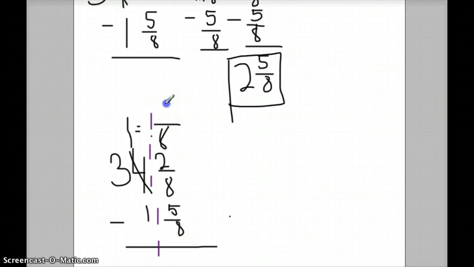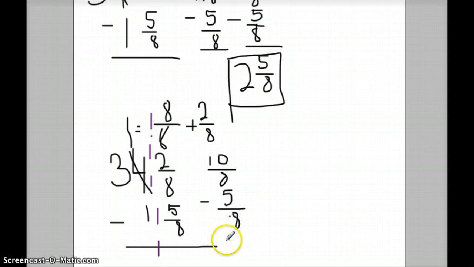And the whole number 1 would be 8/8. Because remember, if you break that whole number up into 8 pieces, you have to have all 8 pieces for it to equal a whole again. So now I take my 8/8 and I'm going to add it to my 2/8. And that's going to get me 10/8. And I have to subtract 5/8 from my 10/8. I cannot draw 8s on this, guys. Sorry. So 10/8 minus 5/8 is going to get me 5/8.